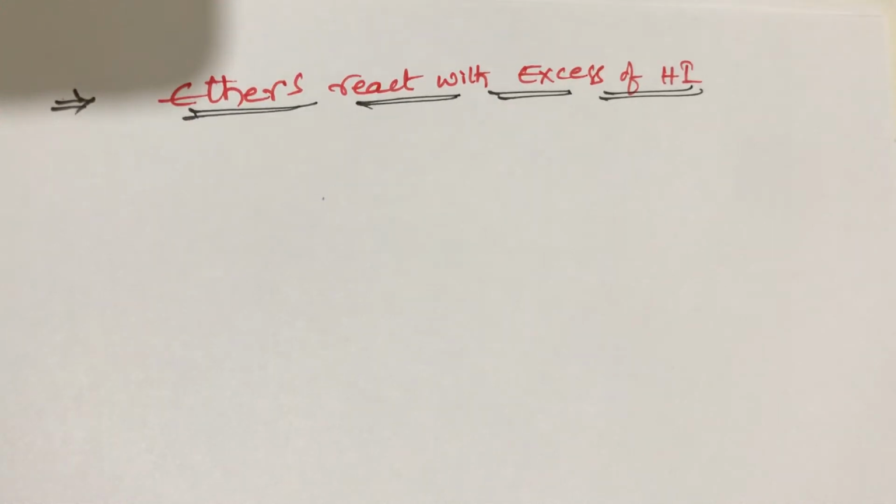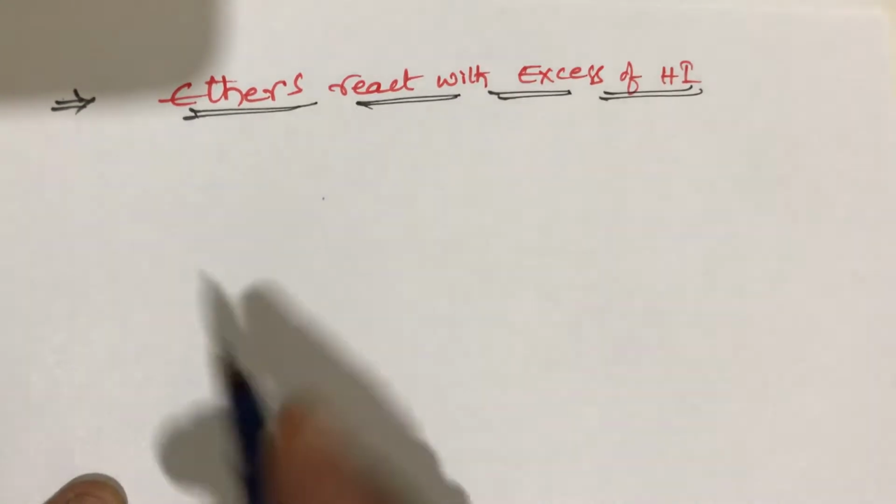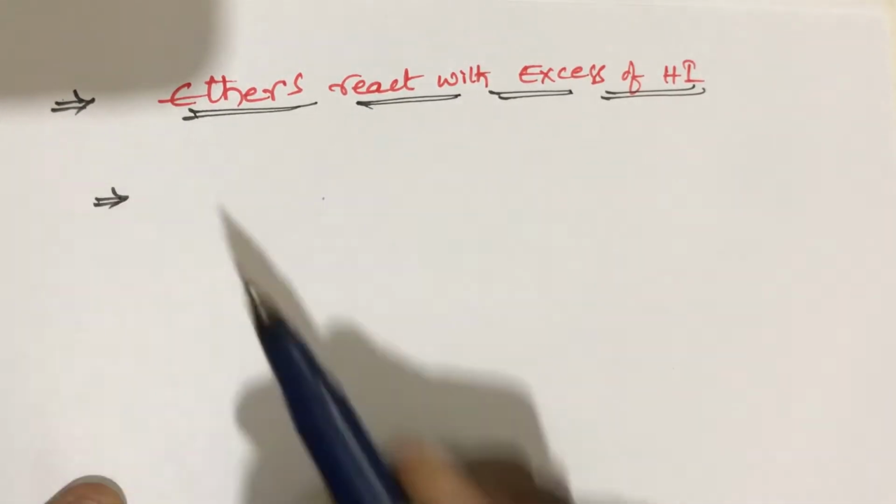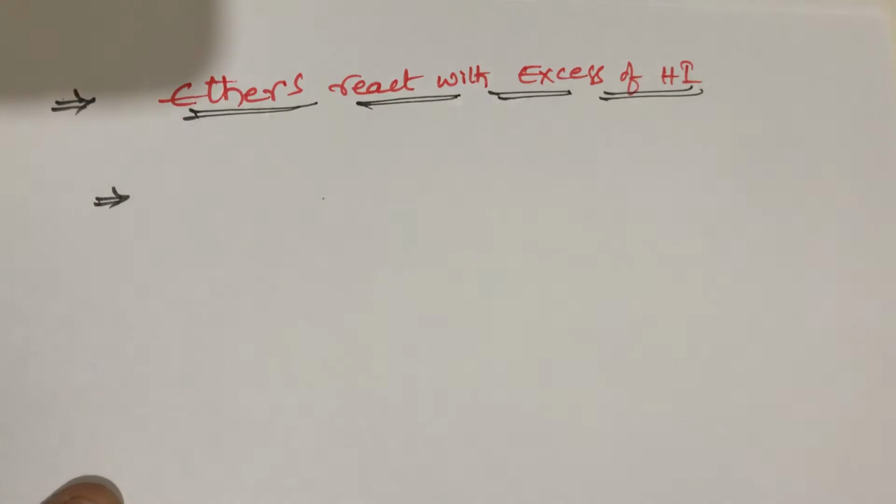Hi students, next continuation: chemical properties of ether. When ethers react with excess of hydroiodic acid, HI, hydrogen iodide, what is the product? Already we discussed ethers reacting with normal HI.